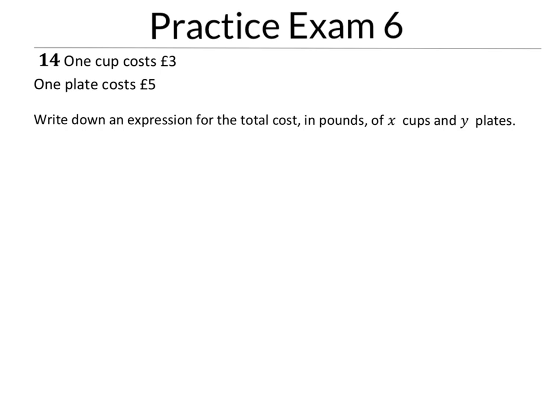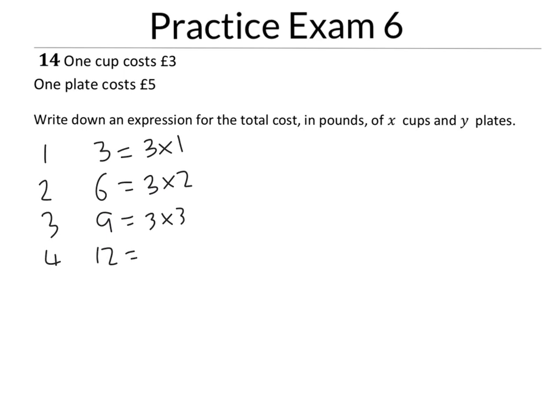So let's look at the cost of 1 cup. If you had 1 cup, that would cost you £3 because it's £3 for 1 cup. If you had 2 cups, that would cost you £6, 3 times 2. 3 cups, 3 times 3. And if you had 4 cups, it would cost you £12 because that's £3 and there's 4 cups, 3 fours.